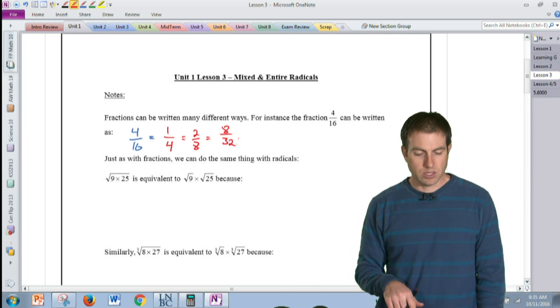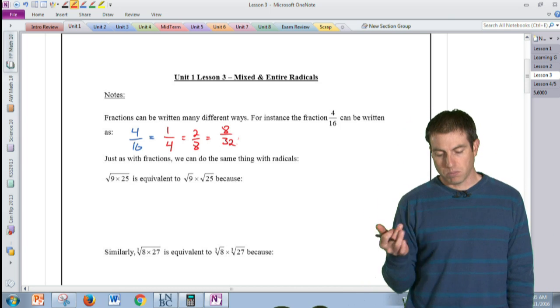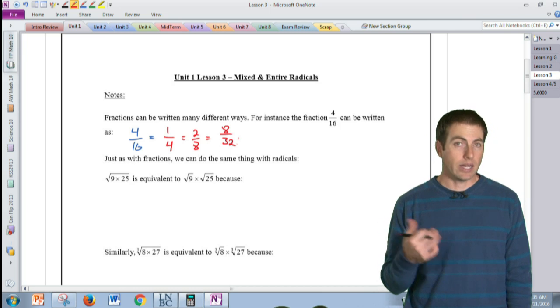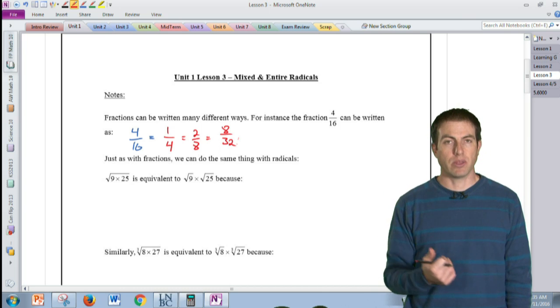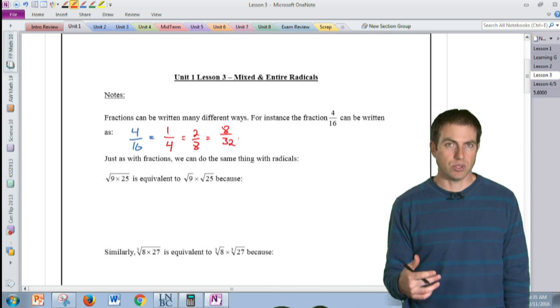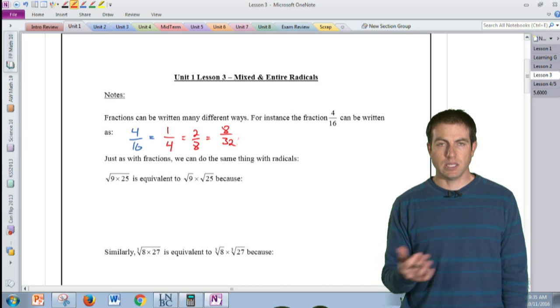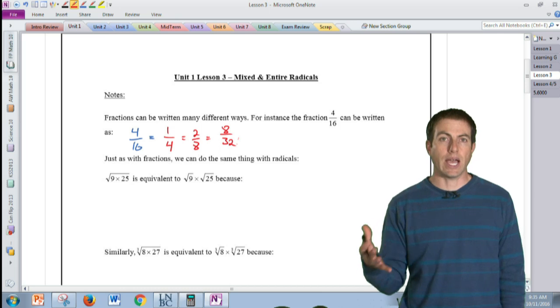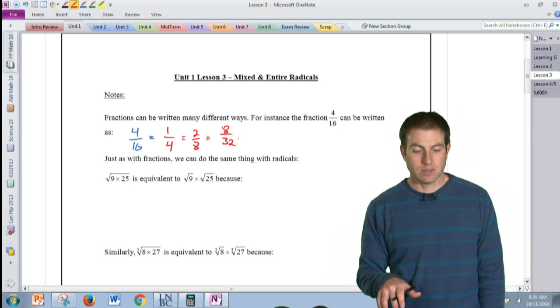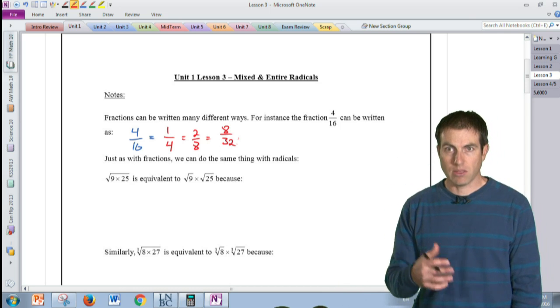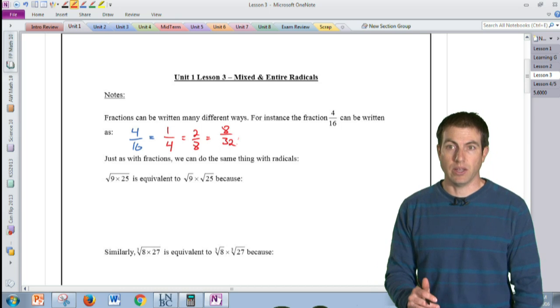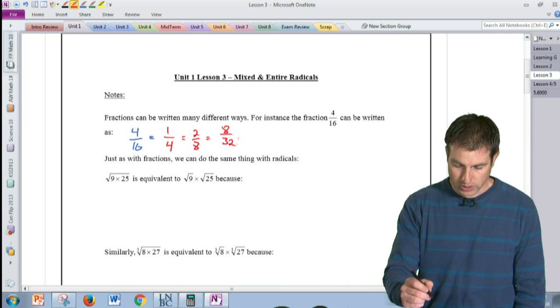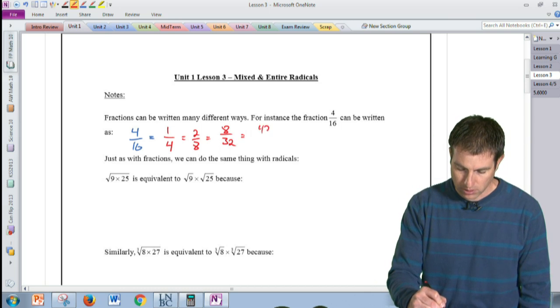And every time I do this, if I go 4 divided by 16, I get 0.25. I go 2 divided by 8, I get 0.25. I go 8 divided by 32 on my calculator, I get 0.25. They're all completely equivalent. So I can write these things different ways. It doesn't change the actual value. In some instances, things are just going to work out a little bit better than others. 400 over 1600.